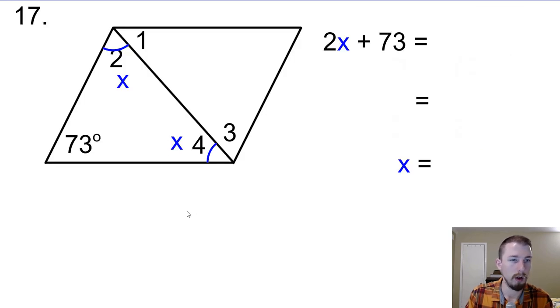All right, so on this one, we want to solve for the missing angles. Well, if we look at this triangle we have on the side here, we know, I think on 17 it tells us it's a rhombus, which means that pretty much everything is congruent. The diagonals are going to cut each other in half.